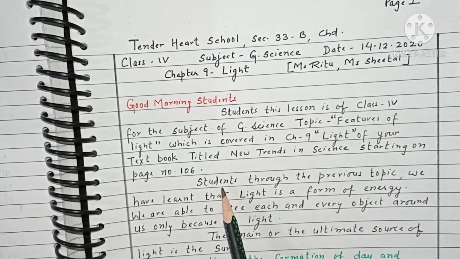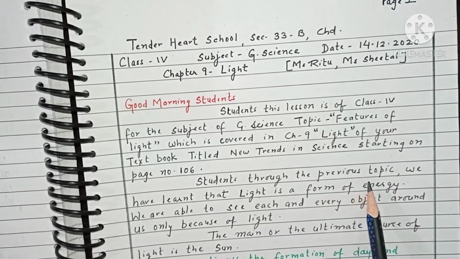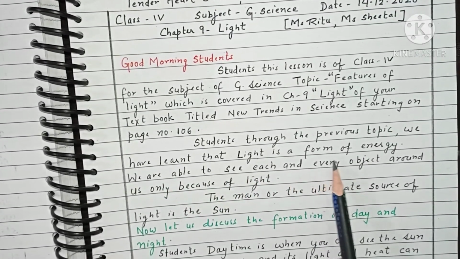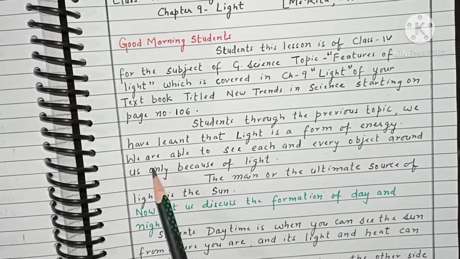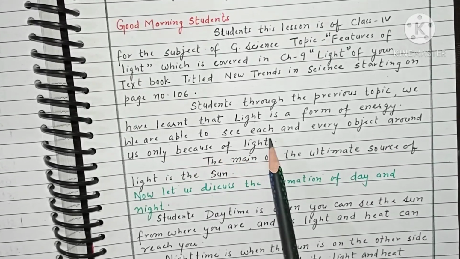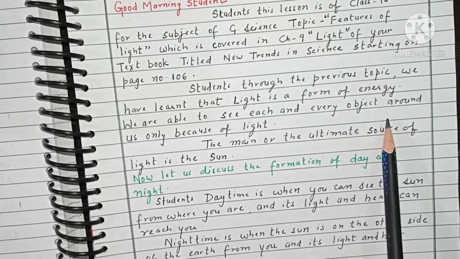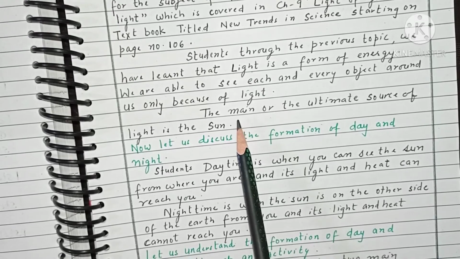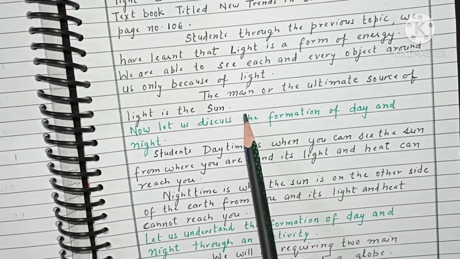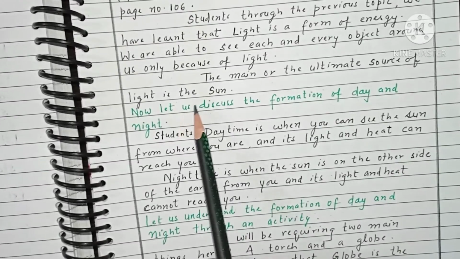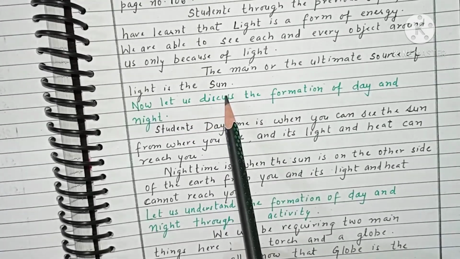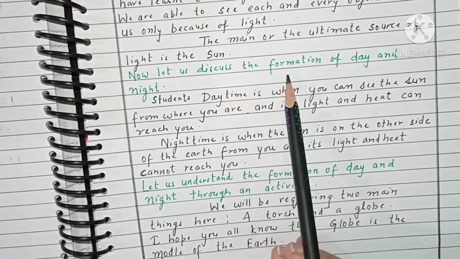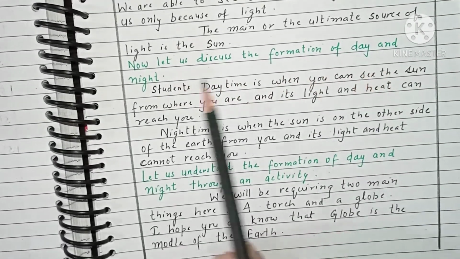Students, through the previous topic, we have learned that light is a form of energy. We are able to see each and every object around us only because of light. The main or the ultimate source of light is the sun. Now, let us discuss the formation of day and night.